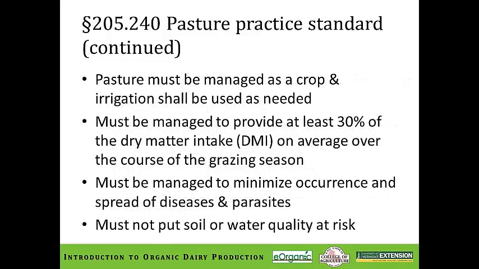Section 205-240 also goes on to say that pasture must be managed as a crop and that irrigation shall be used as needed. Pasture must be managed to provide at least 30% of the dry matter intake on average over the course of the grazing season. Pasture must also be managed to minimize the occurrence and spread of disease and parasites, and the pasture management system must not put soil or water quality at risk.